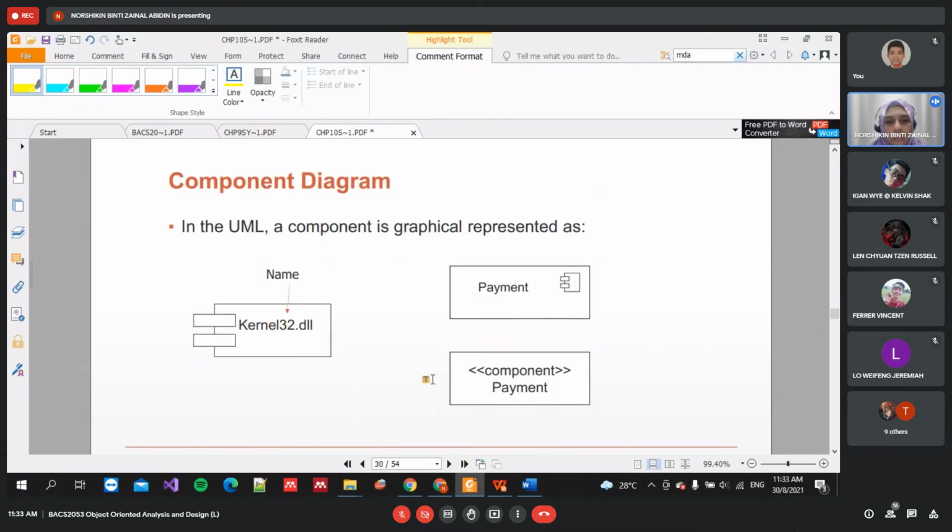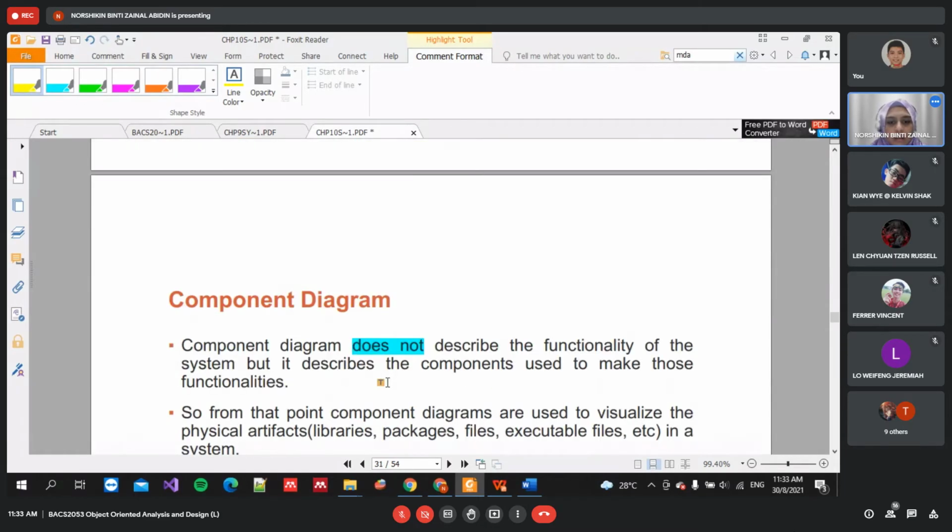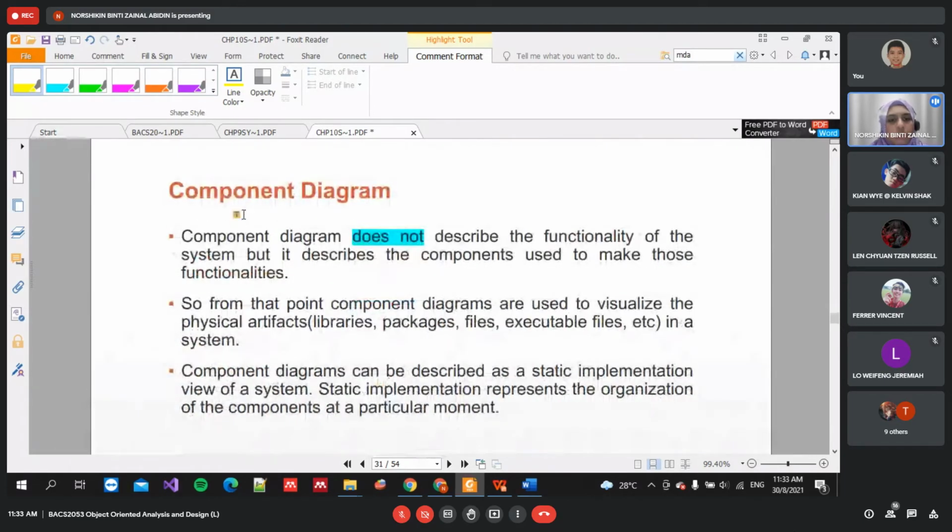This one is the same but a different component. A component diagram does not describe the function. It won't show what the function of the system is, but it describes the components used to make those functionalities, what is built or needed to perform the function. It won't show the function of our system.